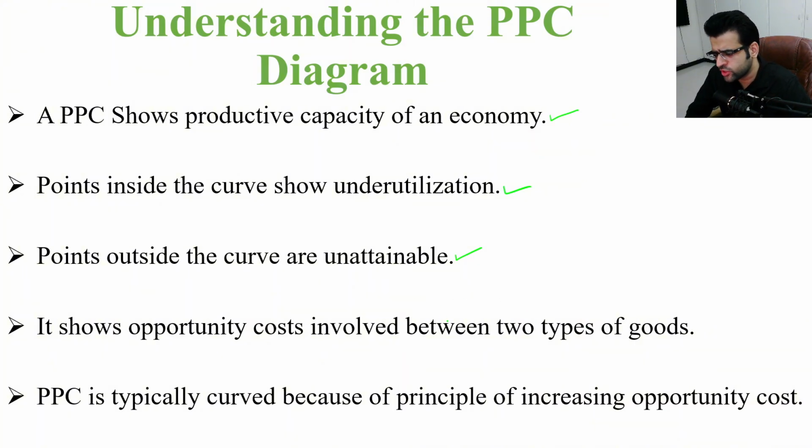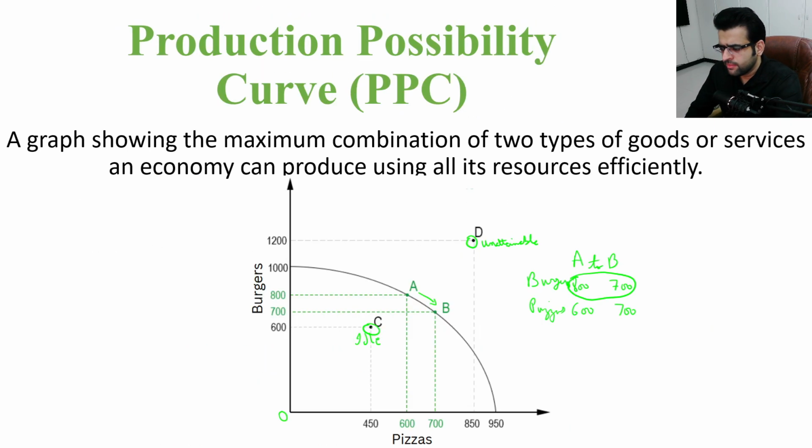A PPC also shows opportunity cost involved between two types of goods. Opportunity cost is giving up one thing to produce more of another. At point A, what are we producing? We are producing 800 burgers and 600 pizzas. At point B, we are producing 700 burgers and 700 pizzas. So, in order to produce more pizzas, we had to give up 100 burgers. If I ask you what is the opportunity cost of going from A to B, that is 100 units of burgers.